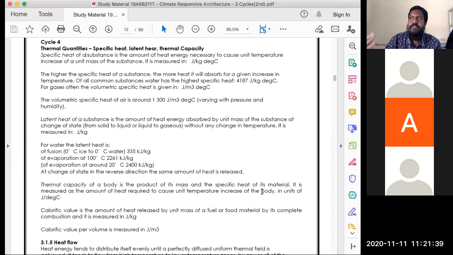The reason why we understand all of these thermal capacities and energy is so that we know how much energy is required, how much heat is required to cause those changes, and how we're going to work with the materials.